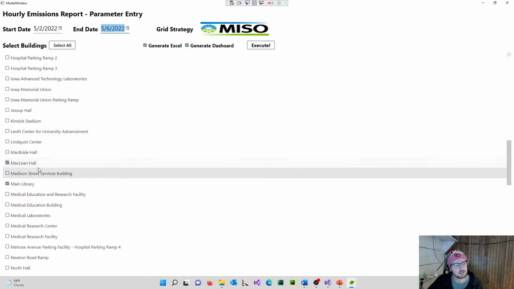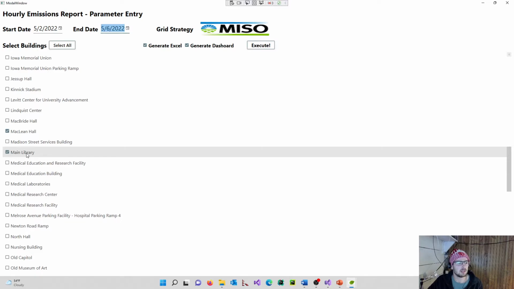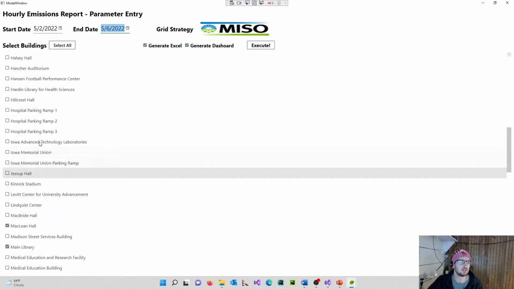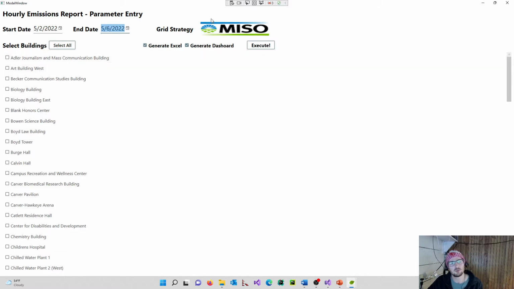The buildings I have selected are McLean Hall, the main library, and the Papa John Pavilion. So we're going to look at these 3 buildings, and we also have a grid strategy. There are 2 grid strategies here, and there are pros and cons to each of these strategies. But I'm going to go with the Mid-American Energy grid strategy, and we're going to generate an Excel, and then we're going to generate the dashboard. The dashboard is going to show carbon emissions in that gasoline equivalent value, the value intended for the general public to understand carbon footprint at a glance.